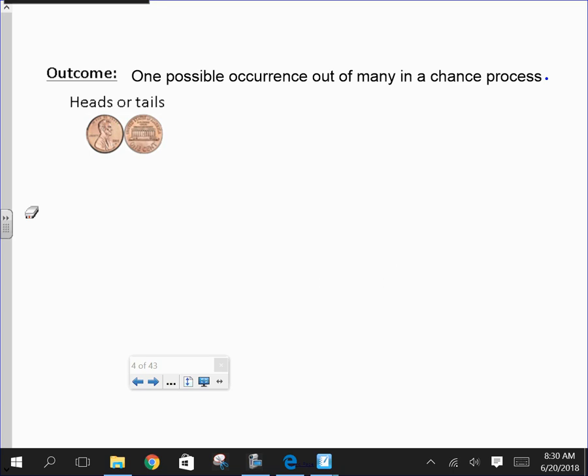So when you flip a coin, there's 2 outcomes. Heads and tails. 2 possible occurrences. If you flip a coin, we call them outcomes, heads or tails. All right?